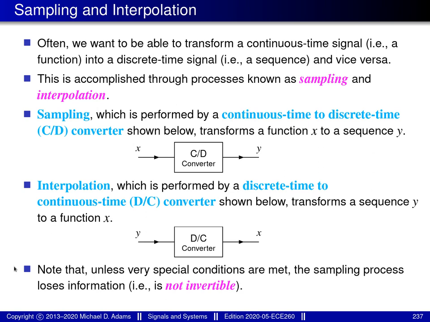Note that unless very special conditions are met, the sampling process loses information. That is, sampling is not invertible. In other words, if we sample a function and then interpolate the resulting sequence, the function that we obtain from interpolation will usually differ, possibly very significantly, from the function that we originally sampled. Because of this issue, great care must be exercised when performing sampling in order to ensure that sampling does not result in significant information loss.